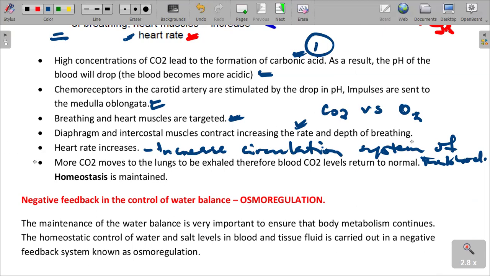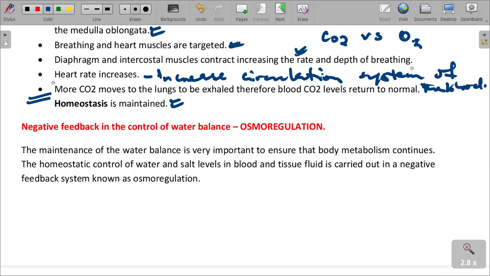So in this case, when heart rate increases, more carbon dioxide moves to the lungs, such that it can be breathed out in order for us to have blood carbon dioxide levels returning to normal. And at that stage, we are talking about maintenance of homeostasis. So that is it about carbon dioxide balance in the body.